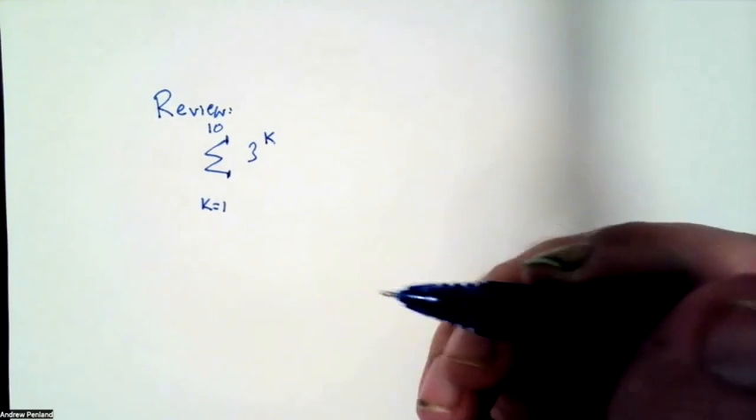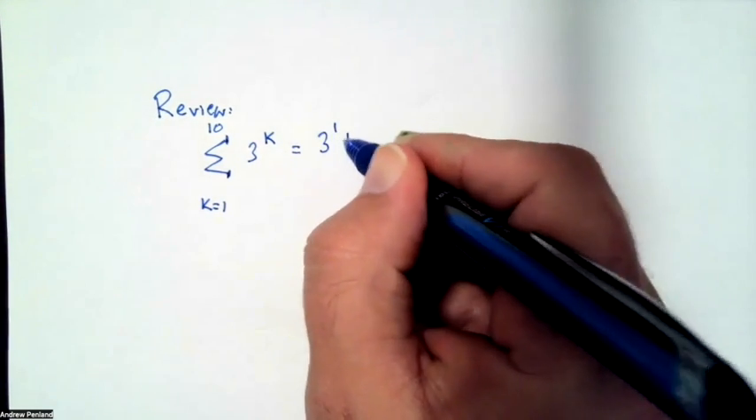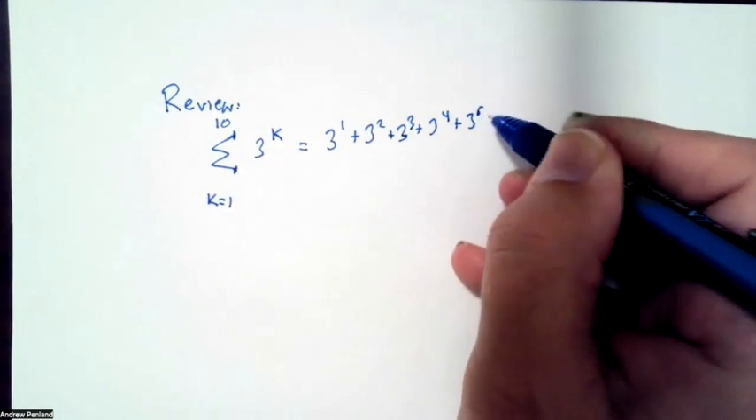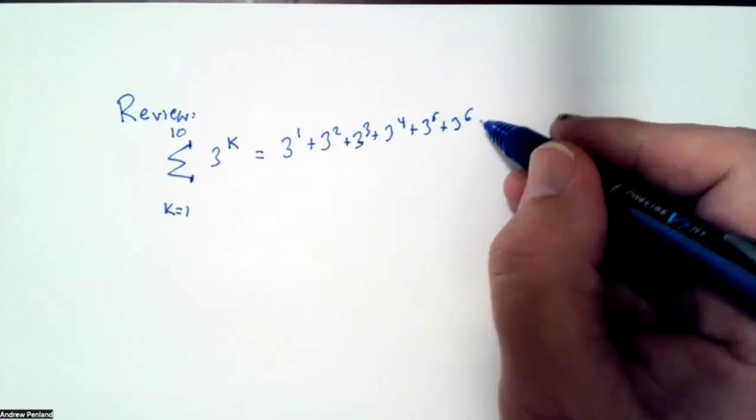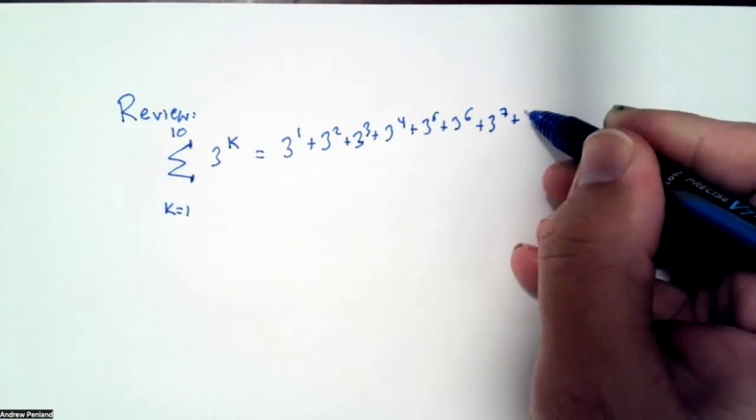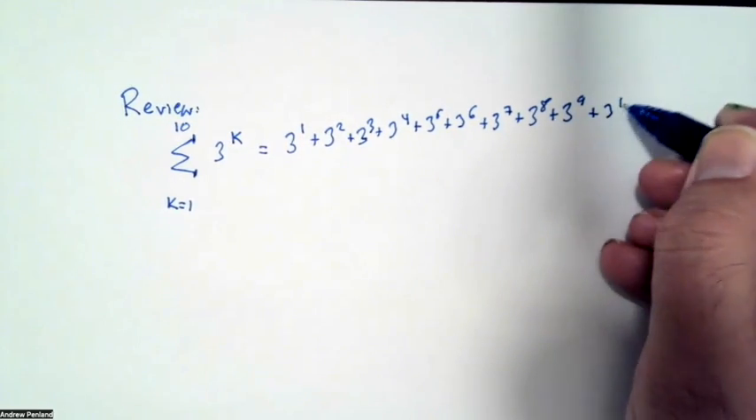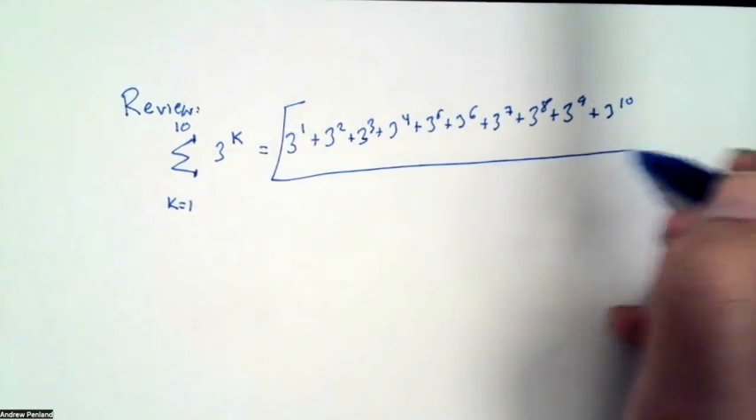So I want to review something here. So what is this big sigma symbol? For instance, what if I had the sum from k equals 1 to 10 of 3 to the k? Well, this would be 3 to the 1, 3 squared, plus 3 cubed, plus 3 to the 4th, plus 3 to the 5th, plus 3 to the 6th, plus 3 to the 7th, plus 3 to the 8th, plus 3 to the 9th, plus 3 to the 10th. This will be my final answer.